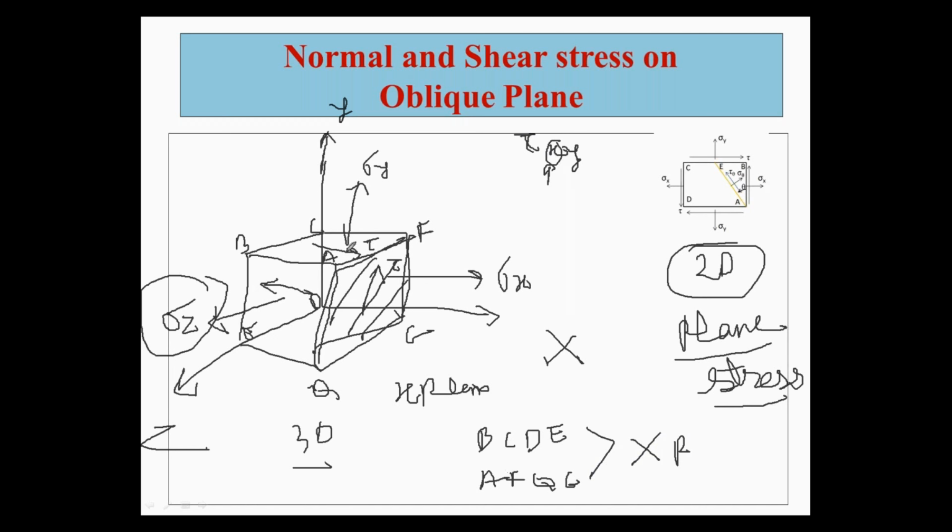So B, C, D, E, that plane is nothing but the x plane. Now B, C, F, A, and E, D, G, Q represent the y plane. So this represents the x plane and this represents the y plane.